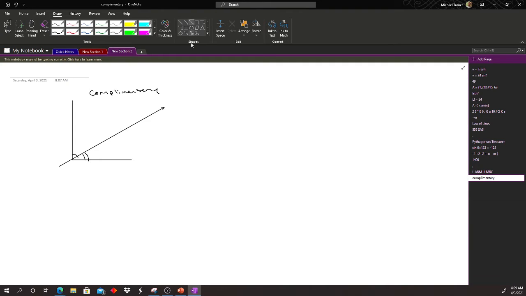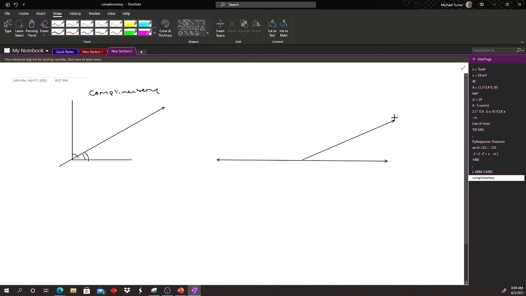If we look at two angles that together form a straight line, we refer to those angles as supplementary. So complementary angles add up to 90 degrees. Supplementary angles add up to 180 degrees.